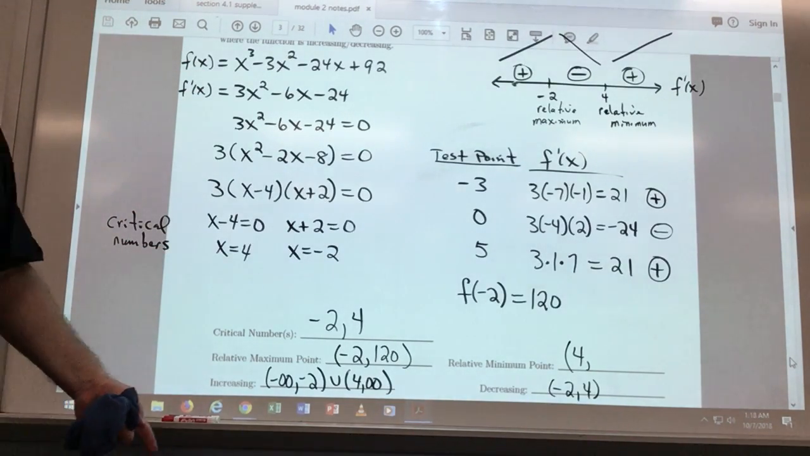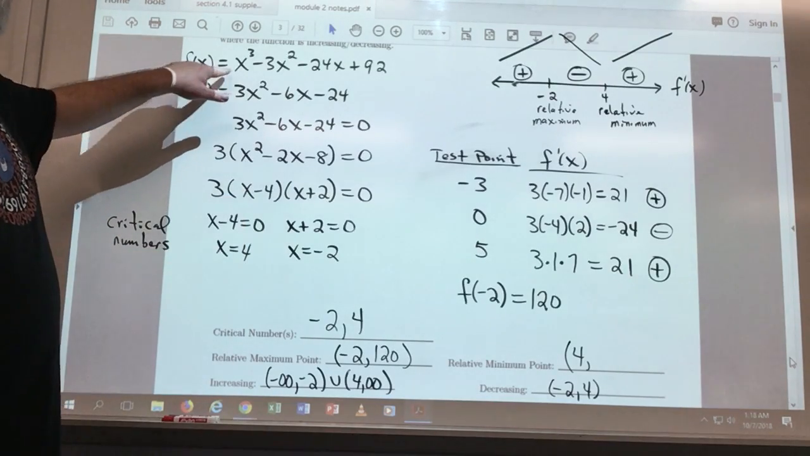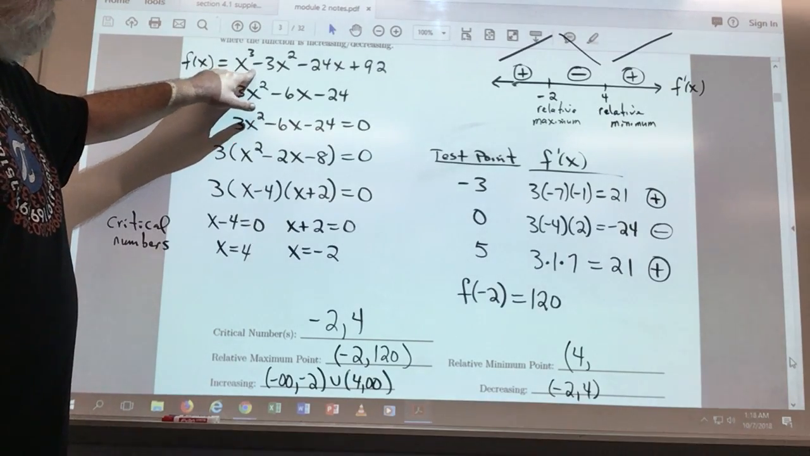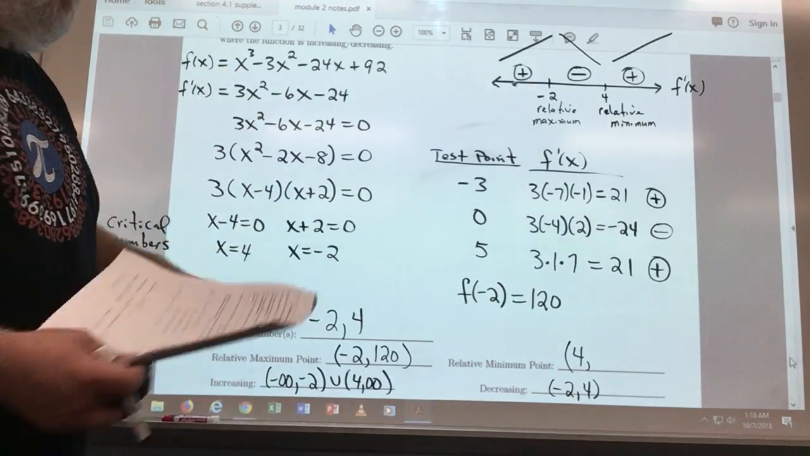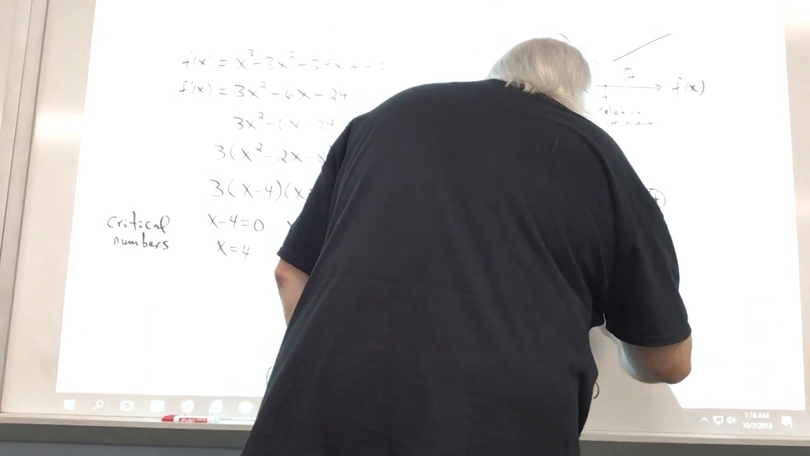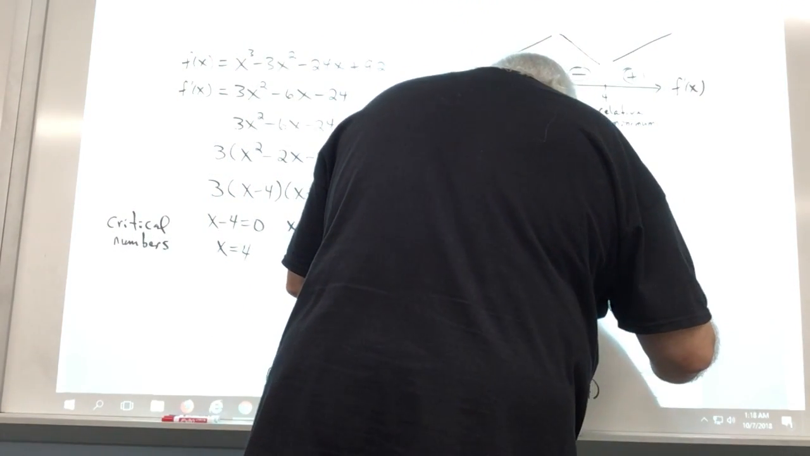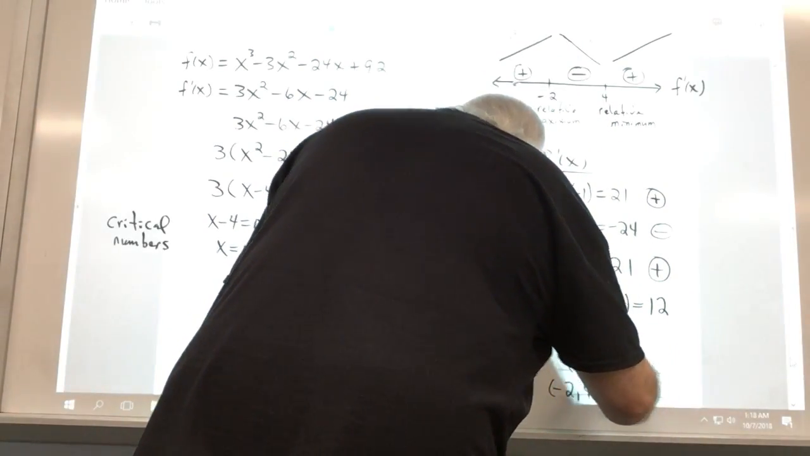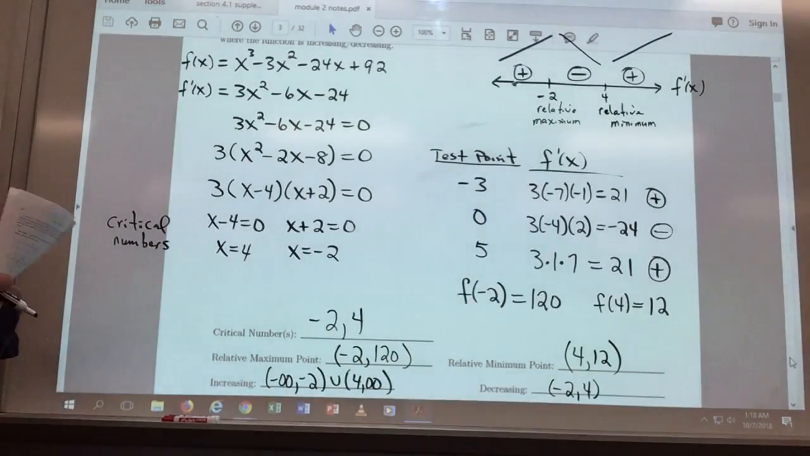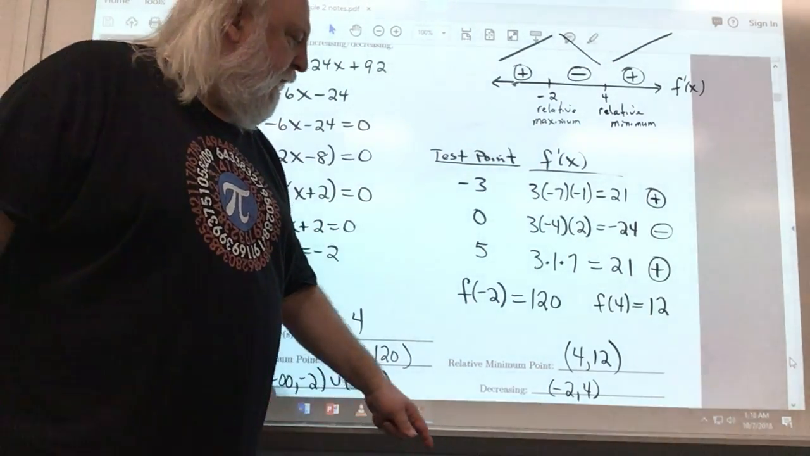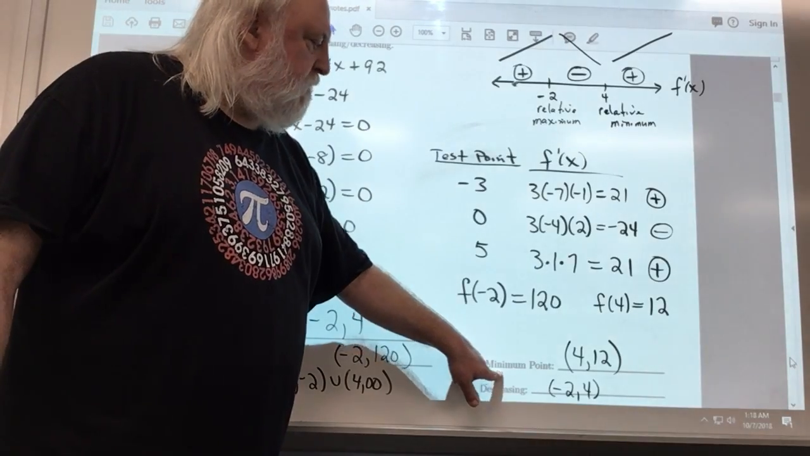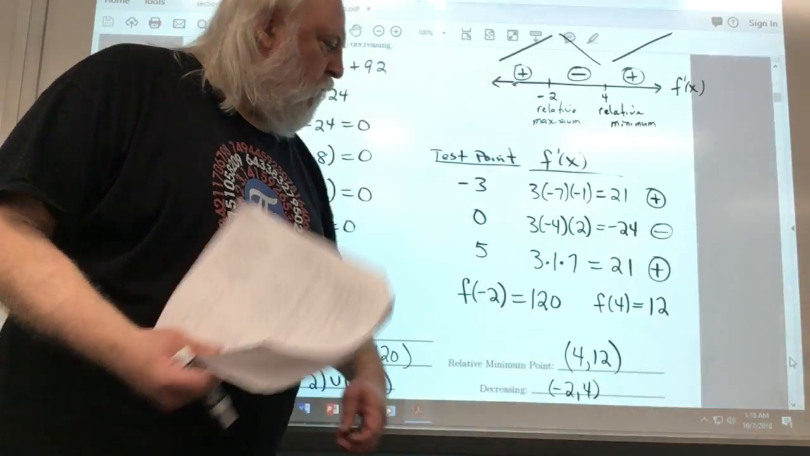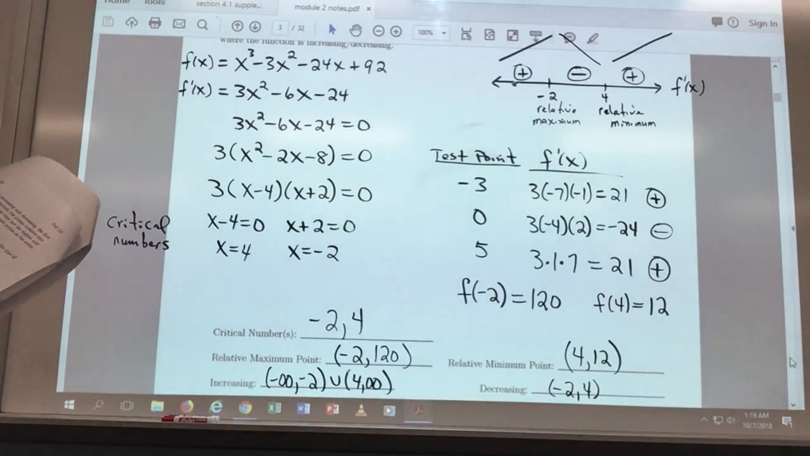How do we get the y coordinate? We plug in 4 for x in f of x up here and calculate the value of the function at x equals 4. That gives us the y coordinate. When I do that, I get f of 4 is equal to 12. So the point in the coordinate plane where the relative minimum point is located has an x coordinate of 4 and a y coordinate of 12, okay?